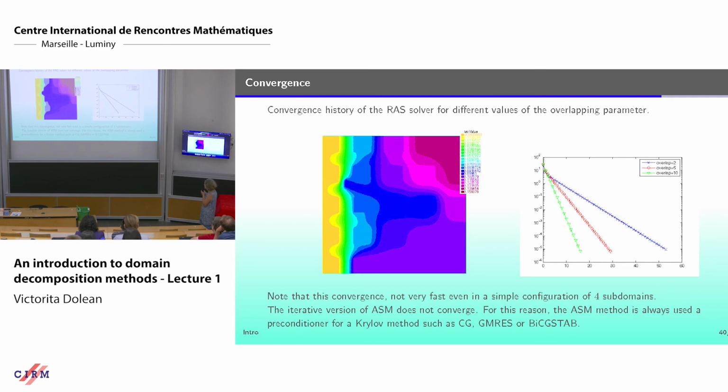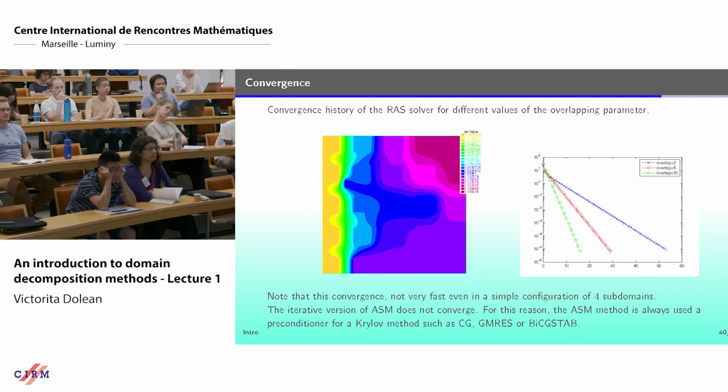Since these are block Jacobi methods in spirit, the curves will be straight lines. You have a linear convergence. And you see that this convergence depends on how much overlap you use. If you increase the overlap, you have faster and faster convergence. Here you have an overlap of 2 meshes, 5, 10, and so on. So you get a faster convergence. But this is the purely iterative method.